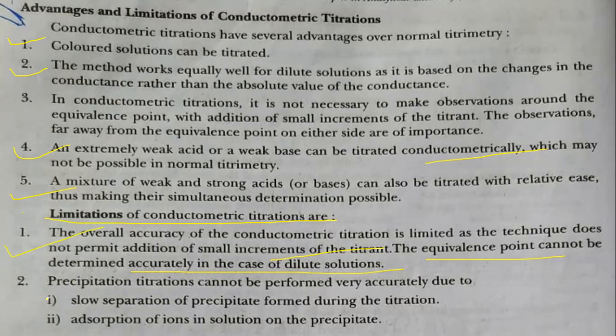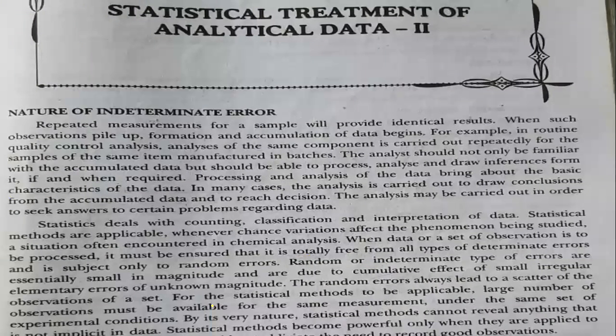Then precipitation titration cannot be performed very accurately with the help of this technique. Why? Because of the slow separation of the precipitate formed during the titration and the adsorption of ions from the solution onto the precipitate. This is also a problem over there.